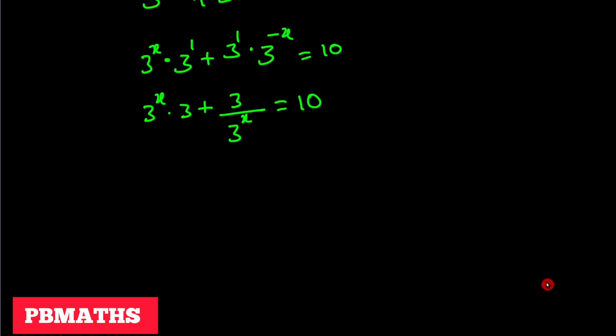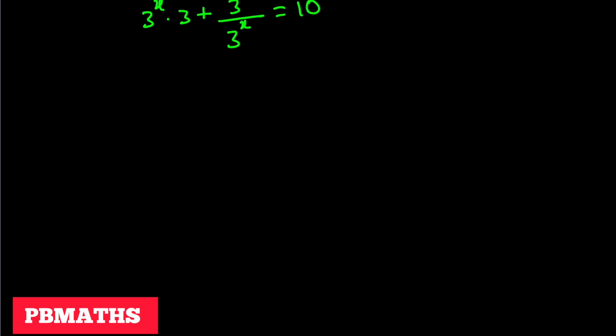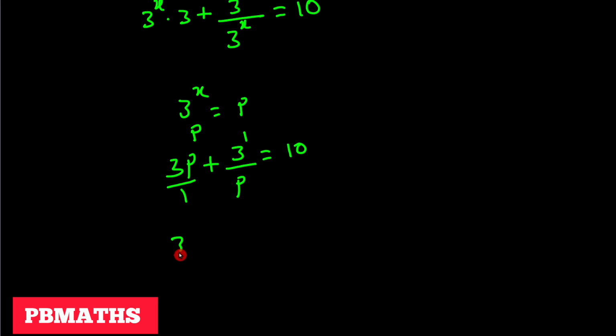Now in this equation, let's replace 3 to the power x by p. Then we get 3p plus 3 by p is equal to 10. Now we have an equation. Let's simplify it. By simplifying it, we get the LCM p. So we get 3p square plus 3 divided by p is equal to 10.